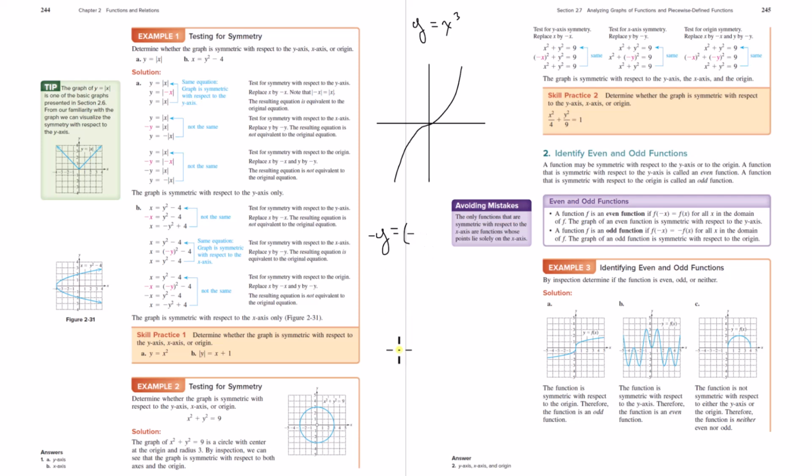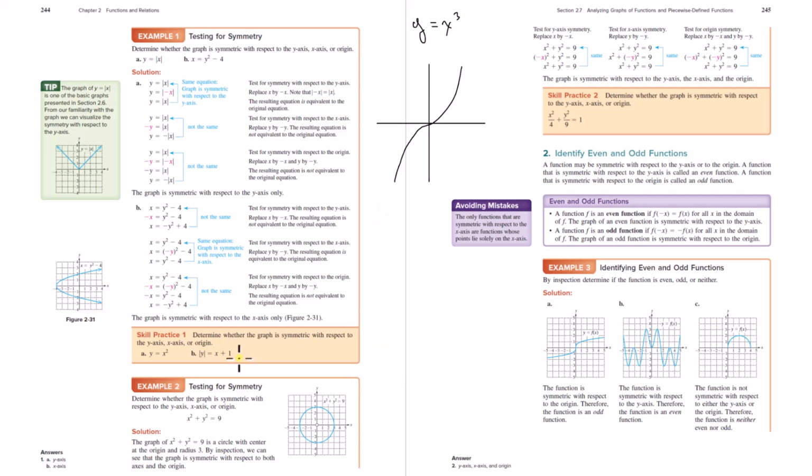Okay, great. But if it's symmetric about the origin, it's got to be symmetric with respect to both the x and the y axis as well, right? Let's see. Let's test for symmetry about the y axis. So replace x with minus x. Minus 1 cubed is minus 1. Not the same equation. Let's test for symmetry about the x axis. Replace y with minus y. Not the same equation.